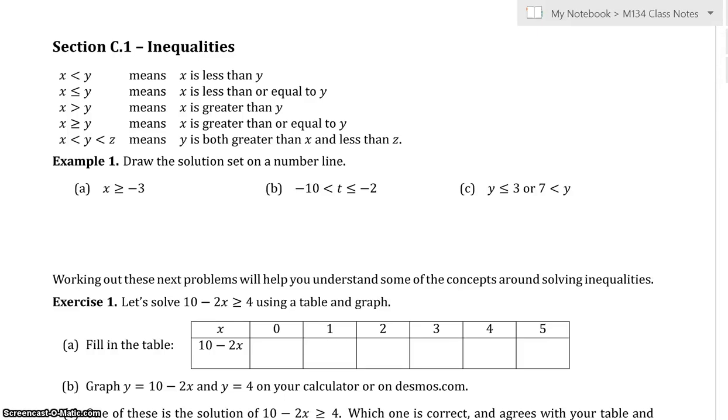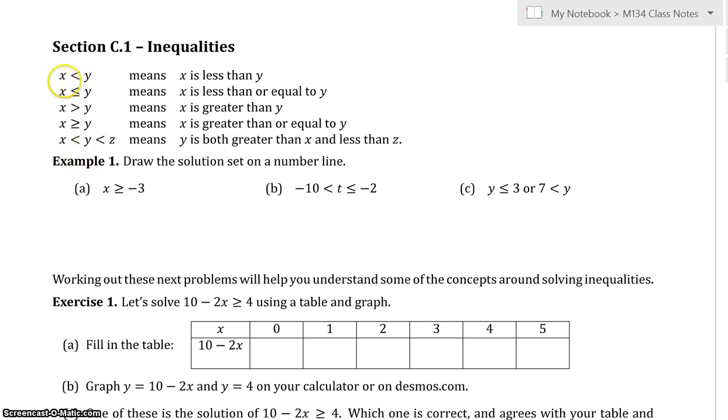In this video, we are going to look at page 45 in our notebook and complete section C.1 inequalities. So first, what is an inequality? It's a less than, or a greater than, or a less than or equal to, or a greater than or equal to. So let's go over the meaning of these.